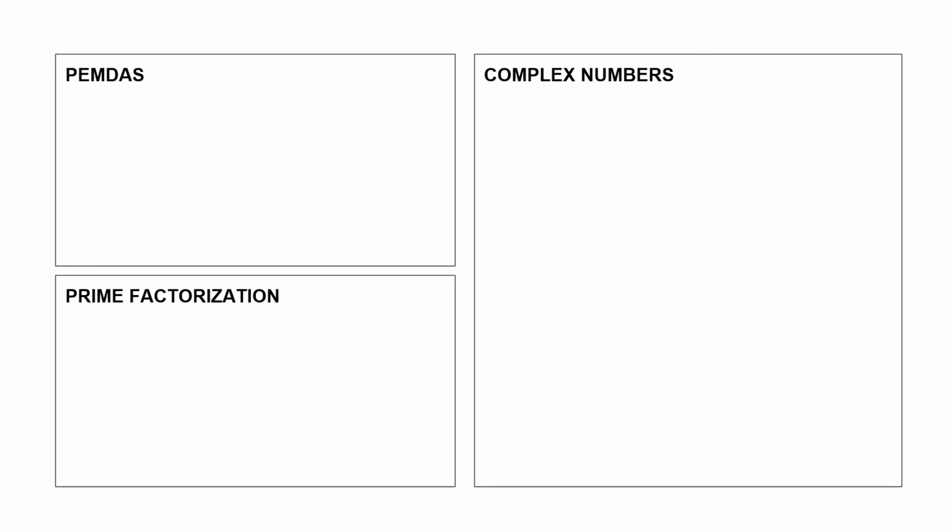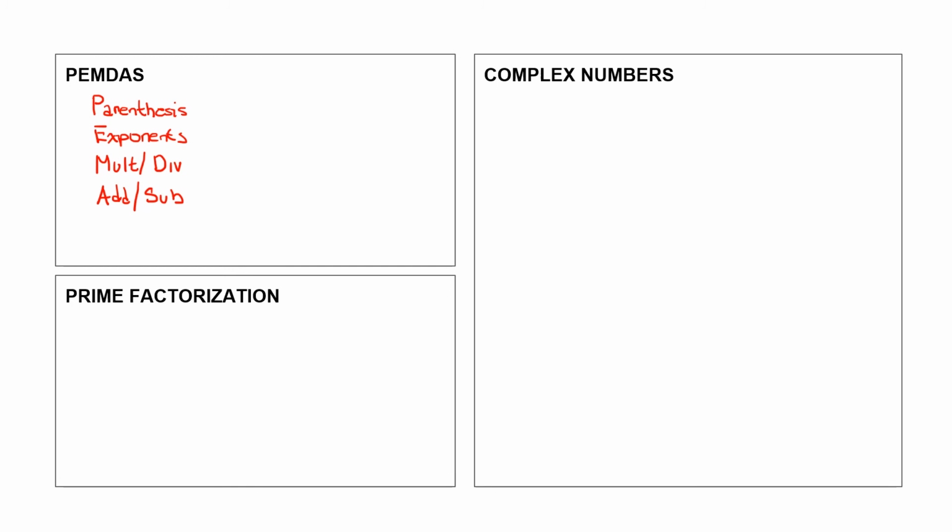All right, let's start with numbers and operations. So first we have PEMDAS, our order of operations. P stands for parentheses. E stands for exponents. This is followed by multiplication or division, whichever one comes first, reading left to right. And it's followed by, same thing, addition and subtraction, whichever comes first, reading left to right.